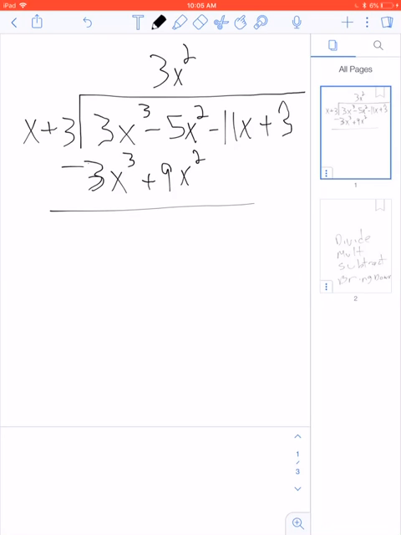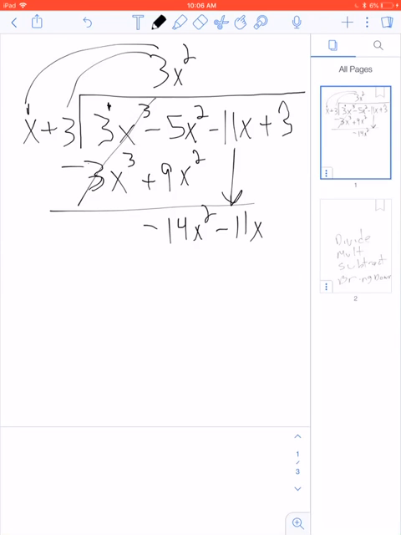So remember, I divided the first term in here by the first term out here. Then I multiplied my answer back through my divisor, and I ended up with 3x cubed plus 9x squared. Now I have to do some subtraction. So 3x cubed minus 3x cubed, these will cancel each other out. Negative 5x squared minus 9x squared should give us negative 14x squared. And my last step is to bring down that negative 11x. Okay?